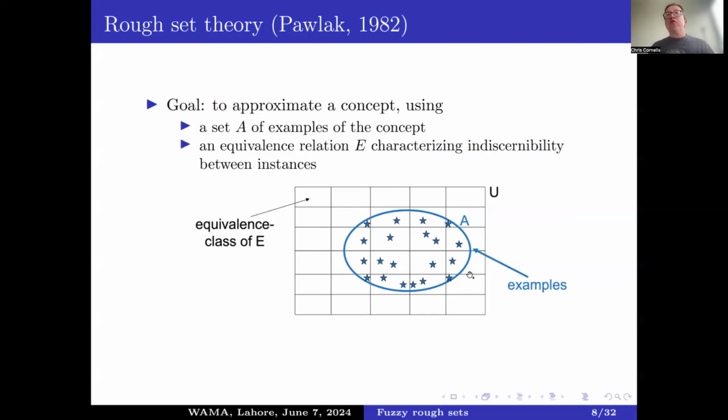So if we look at this figure here, we can see that the set A of examples typically will not coincide with a union of equivalence classes, because some equivalence classes will be partly inside of the set A and partly outside. So that's what the inconsistency in this scenario is about.